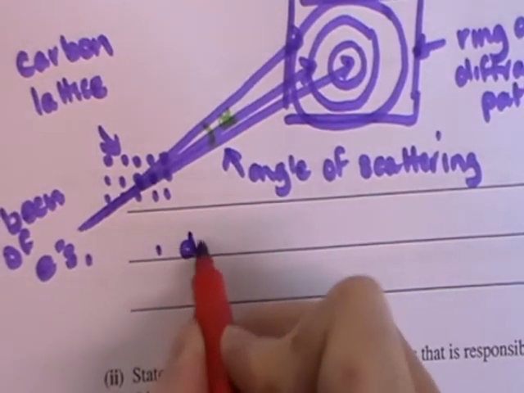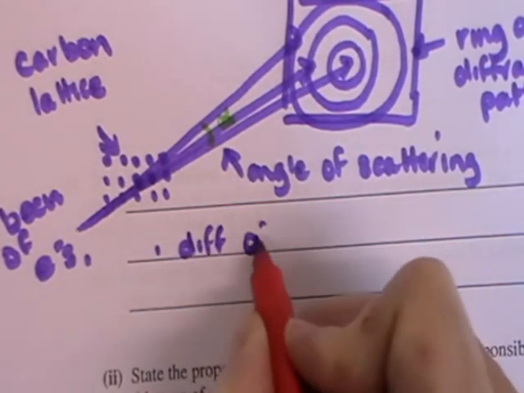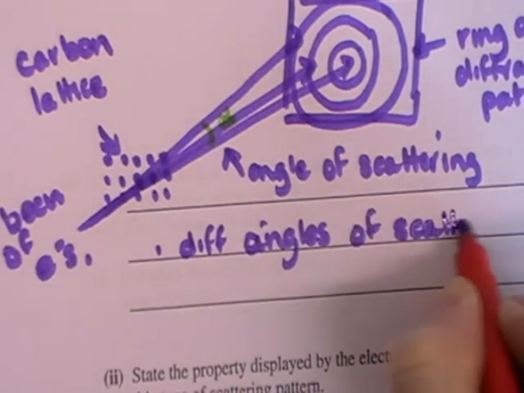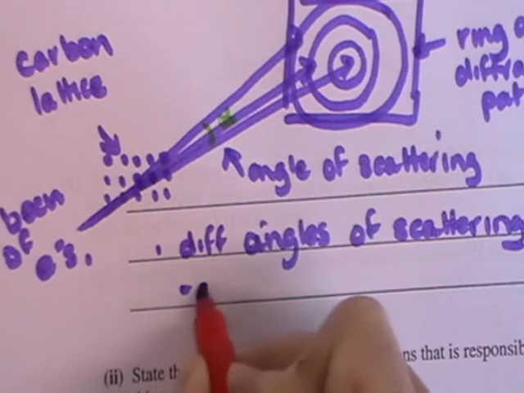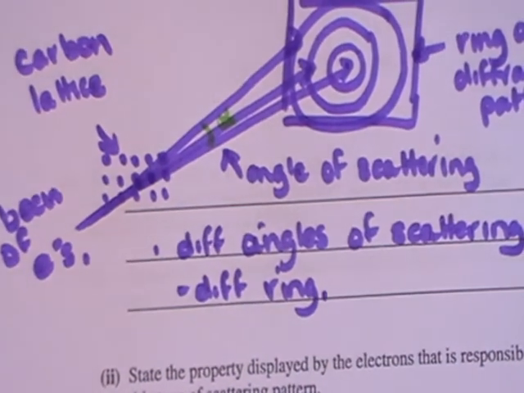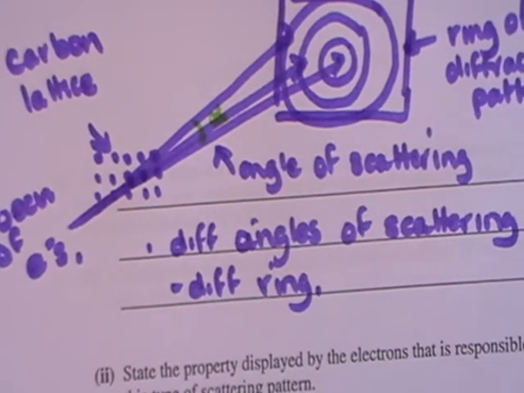Maybe it's a good idea to mention that at different angles you get a different ring. And that ring is, of course, a place of constructive interference.